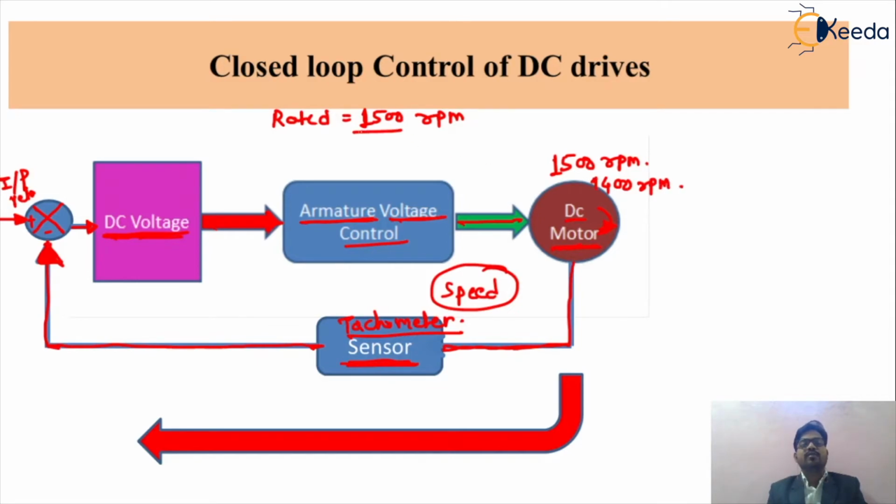The first rated operation is 1500 rpm, but due to some internal problem, the speed of your motor will be reduced to 1400 rpm. So this speed sensor or tachometer will sense the speed, because at the starting of your motor, when the motor starts at rated operation, the speed will be 1500, but due to some parameter changes of your DC motor, now the speed value is 1400 rpm. That speed of 1400 rpm will be sensed by your tachometer, and this tachometer speed value of 1400 will be given to your summing point.